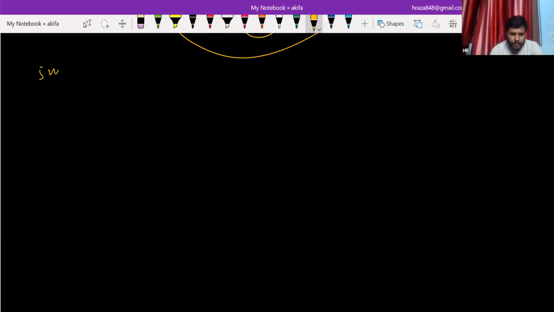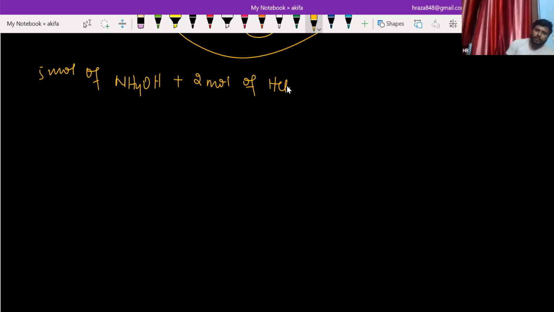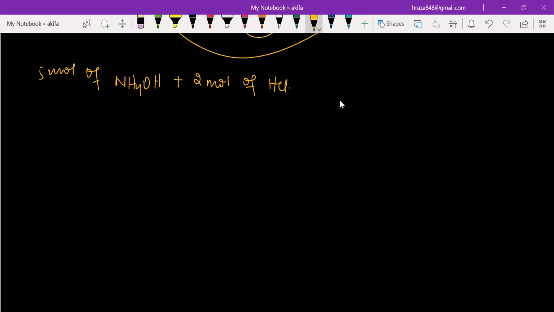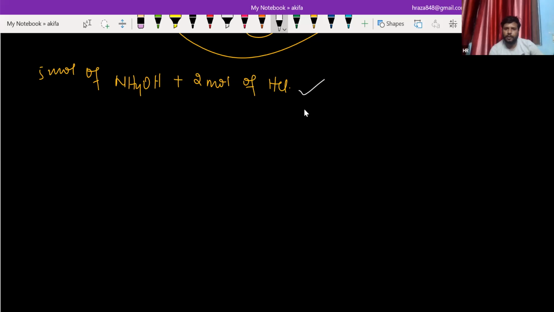Next, you have to check it. 5 mole of NH4OH plus 2 mole of HCl. Is it buffer or not? Yes. It is a buffer solution, right?